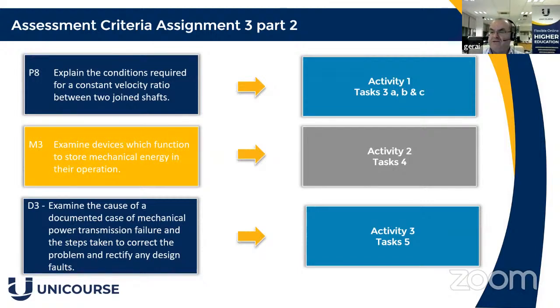So it's broken down into 3 tasks. So the first activity that addresses task 3, so we'll do task 3 first. Then we've got activity 2, which looks at the M3 component. And then we've got D3, the distinction criteria, and that's covered by task 5. So that's what we're going to do tonight. So hopefully we'll make some progress. And when you're finished, if you have any questions, you can ask me so we can make sure that you're going in the right direction with the assignment.